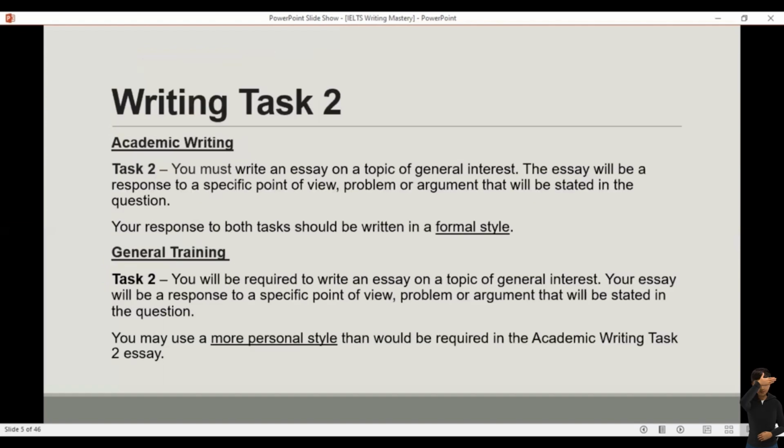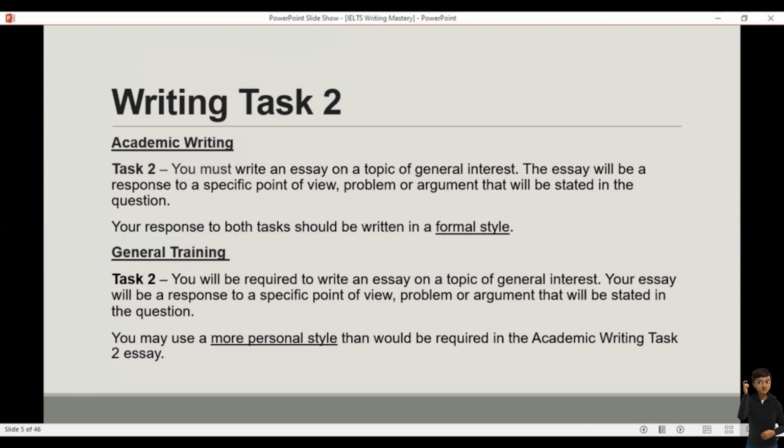Now we will discuss the overview of writing task 2. For academic writing task 2, you must write an essay on a topic of general interest, and the essay will be a response to a specific point of view, problem, or argument that will be stated in the question. Your response to both tasks should be written in a formal style.